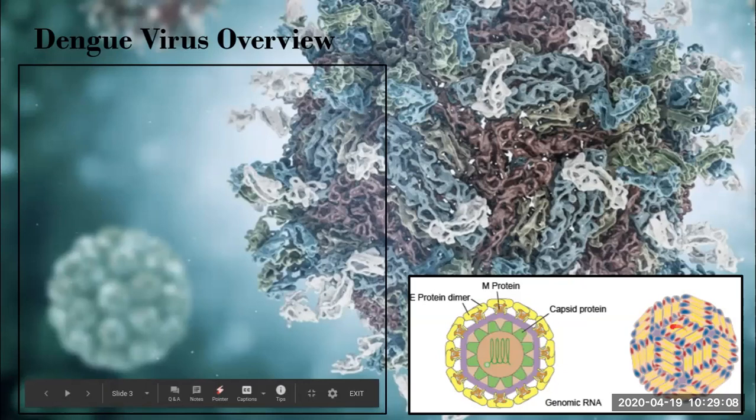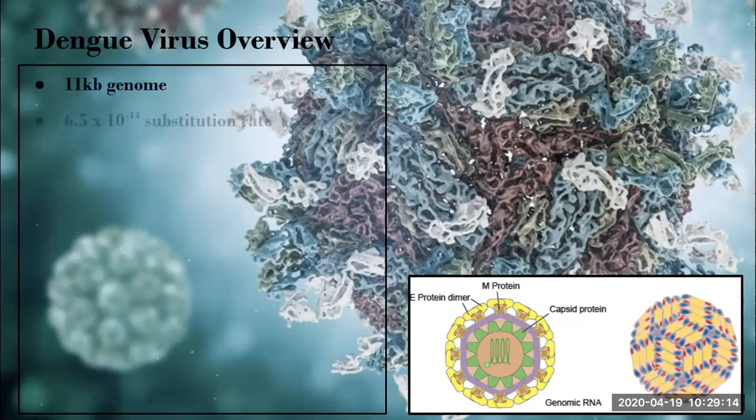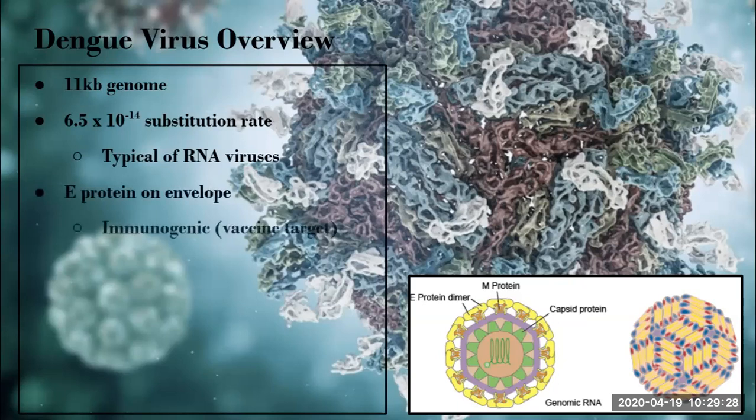And on the right here, you can see what the larger structure looks like. And so these are 11 kb genomes, not terribly large, but not the smallest, like something like HPV. It has a typical substitution rate of most RNA viruses, which don't have very good proofreading. And as I mentioned, there's an E protein that studs the envelope. Come back to this shortly, but this is an important target because of its immunogenicity. It's a good vaccine target.